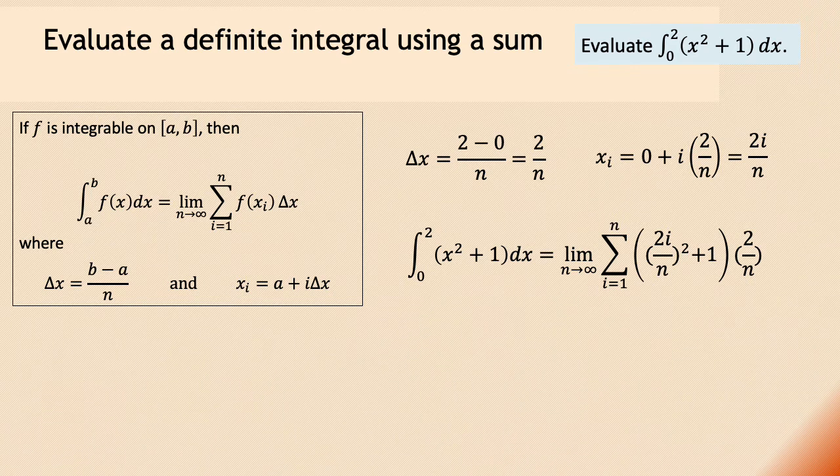So remember, each particular x is 2i over n. We have to square that, so 2i over n, that quantity squared, plus 1, that's our function, times dx. Remember, dx is the width of each rectangle, delta x. So that's 2 over n.